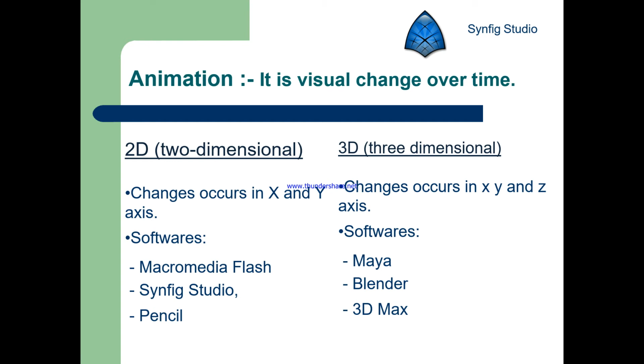In animation, we categorize into two portions, 2D animation and 3D animation, in the sense of dimensions. First, going with 2D, meaning two-dimensional. Two-dimensional stands for width and length, that we call 2D animation, when the changes occur in the x and y axis.